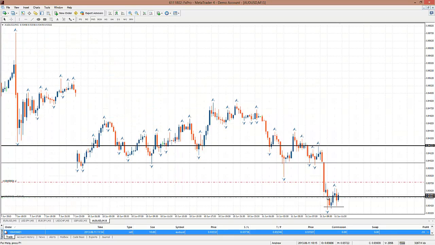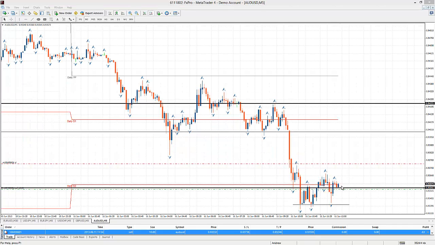Just waiting to see what price does. On the 15-minute chart, you can see we've had the close. Looking for price to now use this level as resistance. Okay, watch your closes. Remember, the higher the time frame the close, the more valid it is.